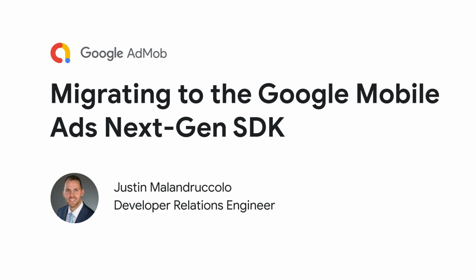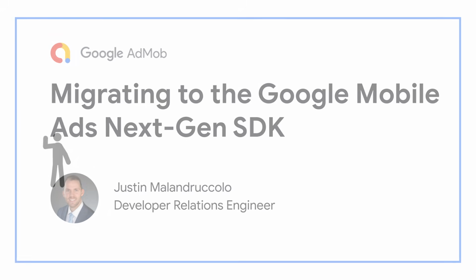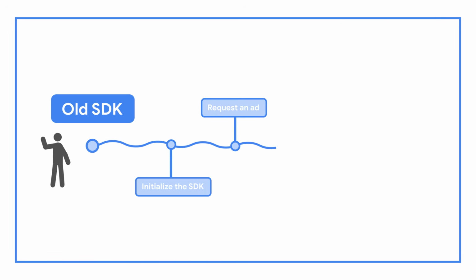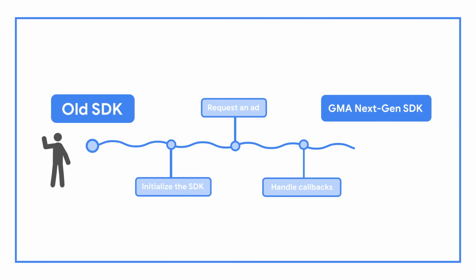My name is Justin Malandrucolo, and today I'll be migrating an Android app from the old Google Mobile Ads SDK to the new SDK. I'll be walking through a migration of our existing interstitial example project, which is linked in the description if you'd like to follow along, that uses our old SDK and migrate it to our new SDK. By the end of this video, you'll be able to initialize the new SDK, request an ad, and handle callbacks from a background thread.